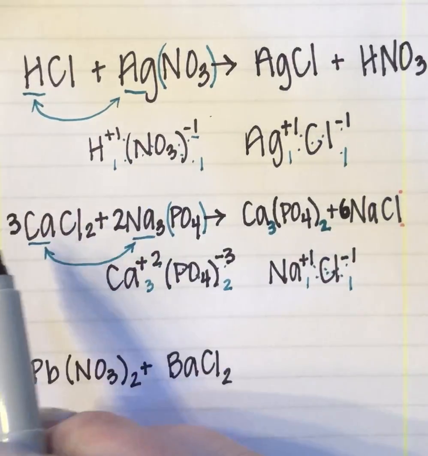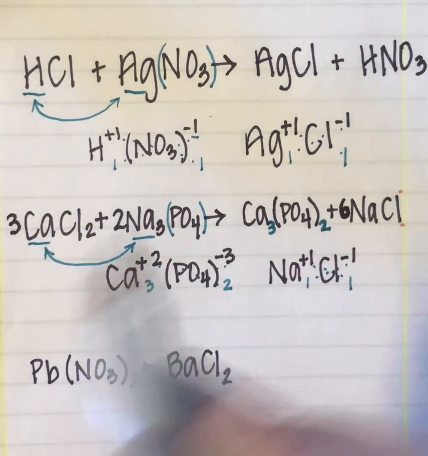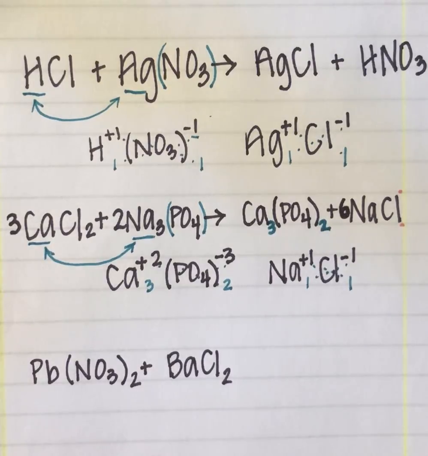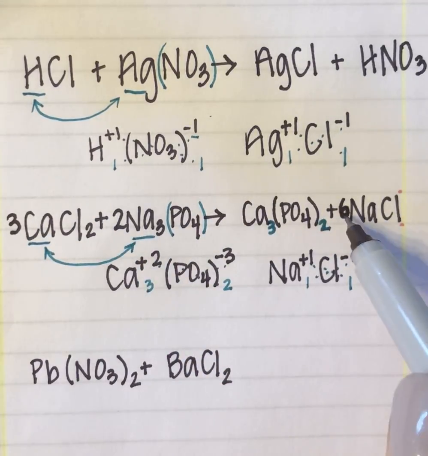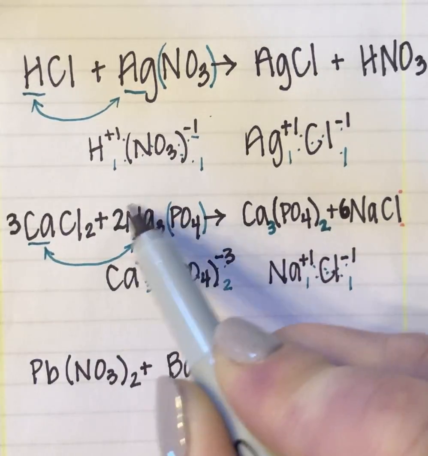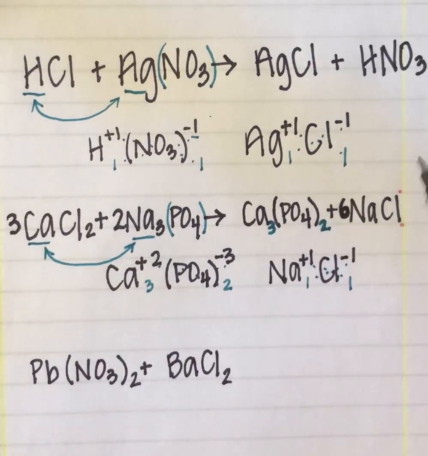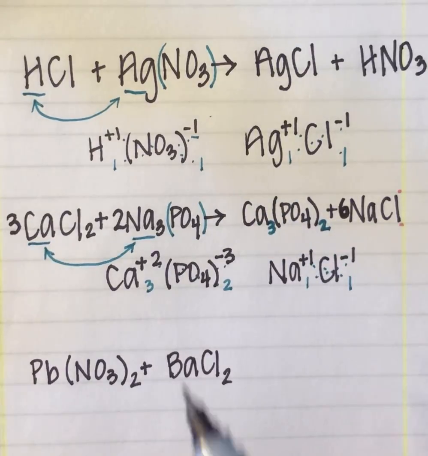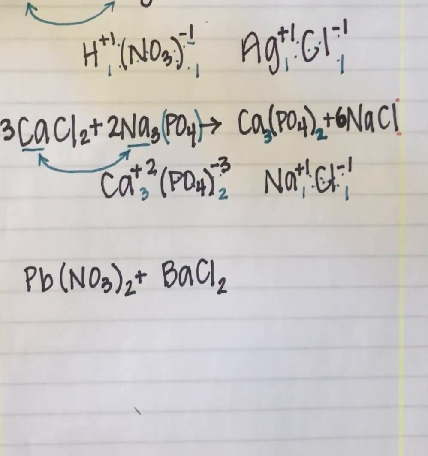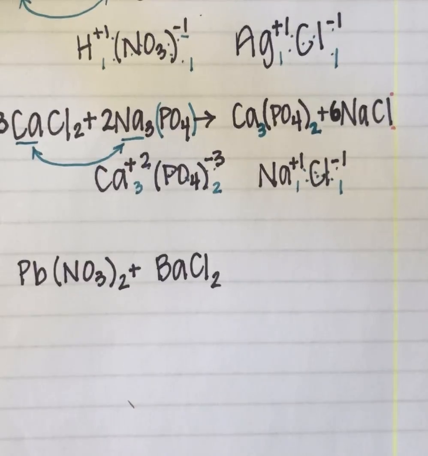So if we double check everything now, we have 3 calcium on the reactant side, 3 calcium on the product side, 3 times 2, 6 chlorine on the reactant side, 6 chlorine on the product side. 2 times 3 gives me 6 sodium on the reactant side, 6 sodium on the product side. 2 times my phosphate gives me 2 phosphate on my reactant side, and I have 2 phosphate on my product side. And the last equation I'm going to do in this particular video, we've got lead nitrate.